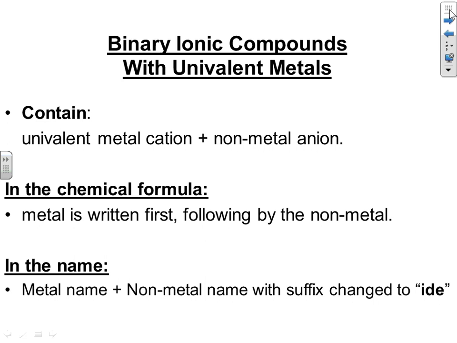So binary ionic compounds with univalent metals. Univalent metal, so there's only one possible charge, which means we don't need the brackets there, and we'll use that later. And then the non-metal anion. The metal is always written first in the formula, and then the non-metal. In the name, the metal's name comes first, because that's the name of the ion as well. And then the non-metal name comes last, and it's got an "ide" ending, because that's the name of the negative ion. We put "ide" on the negative ion.